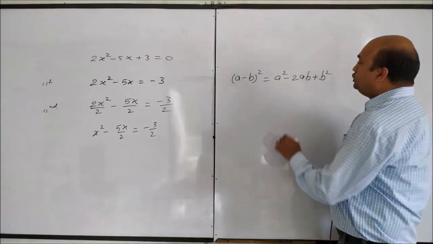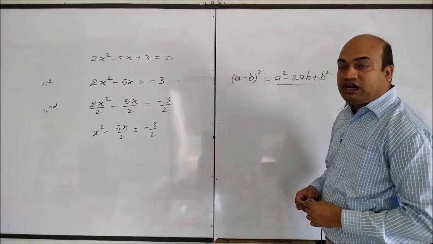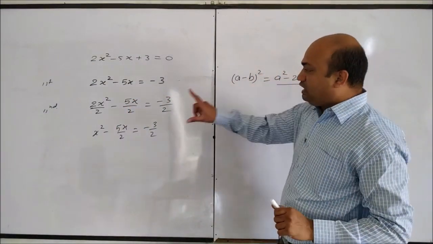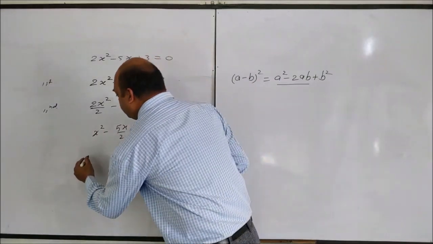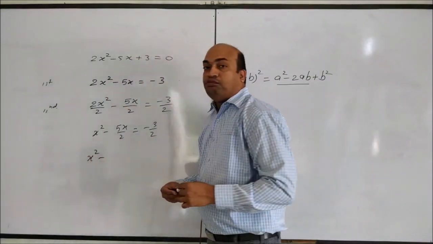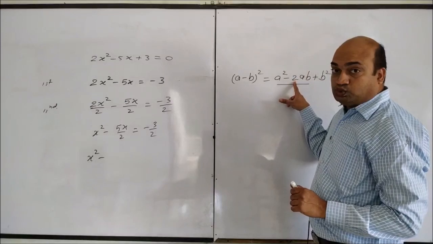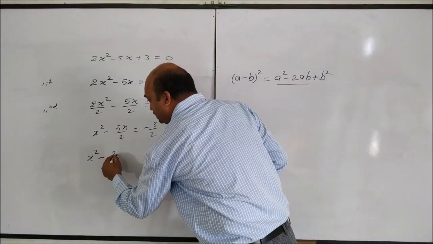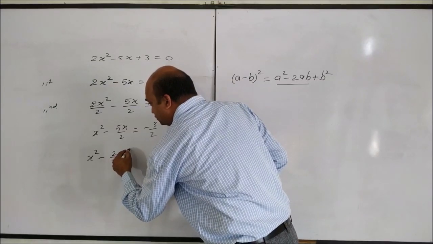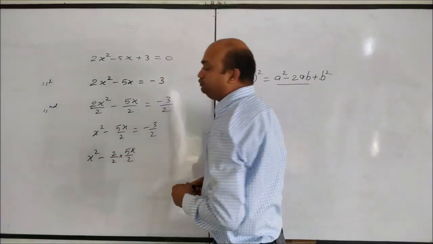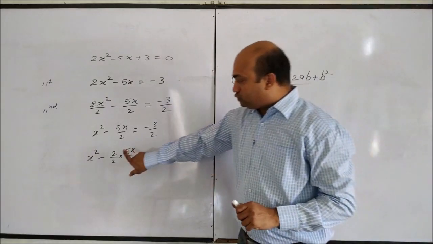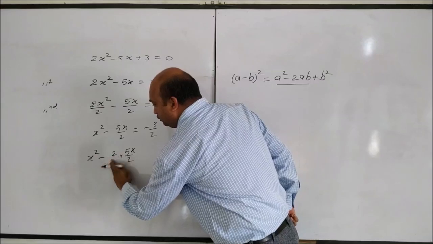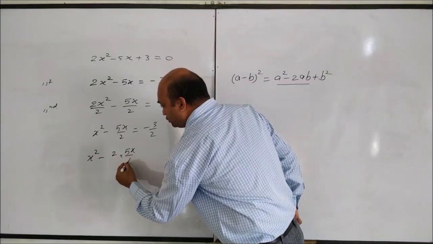This is the formula. So first two terms we arrange here. We need a square. A is here, we have x. So it will be a square. Minus, now we need 2. So 2 we don't have here. What we do? Multiply and divide by 2. Okay. So this 2 and this 2 will become 2 2s are 4.